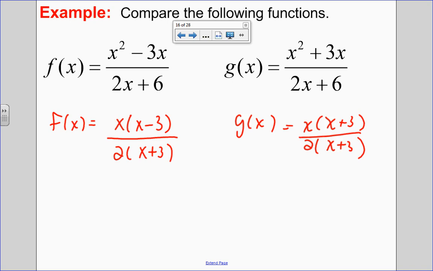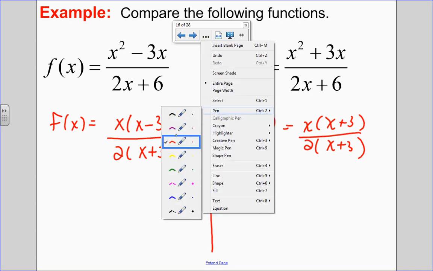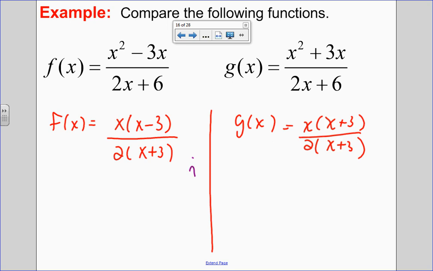So let's talk about how they are the same. I see they both have a common factor of x in the numerator, which means they both have an x-intercept of 0. Let me write that right in the middle. Okay, so how are they the same and how are they different? So this one here I will write in the middle because it's how they are the same. So they both have an x-intercept at (0, 0).